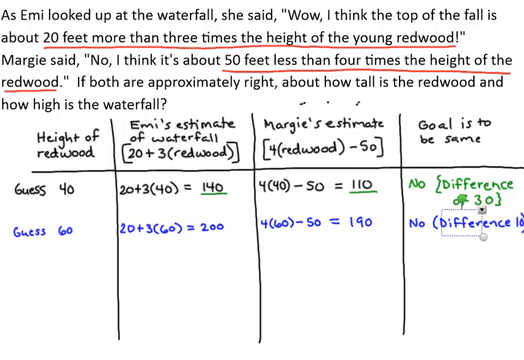Since we have a difference of 10, I'm going in the right direction. So if the difference was getting bigger, then I would need my next guess to be smaller than 40. But since my difference is getting smaller, I'm going to go bigger than 60. So now I'm going to guess 70. Okay, so then I'm going to take 20 plus 3 times 70, which is equal to 230. And I'm going to take 4 times 70 minus 50, which is also equal to 230.